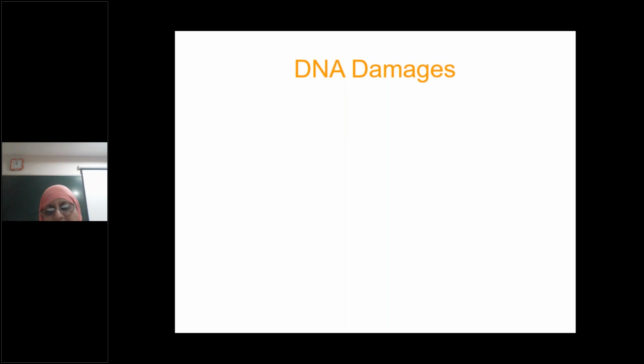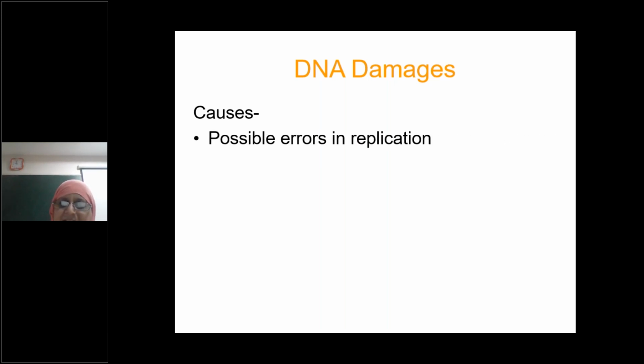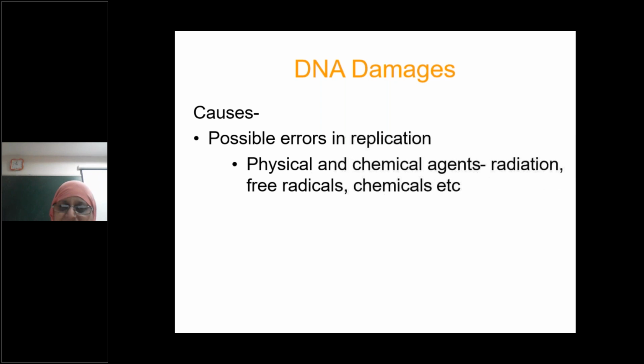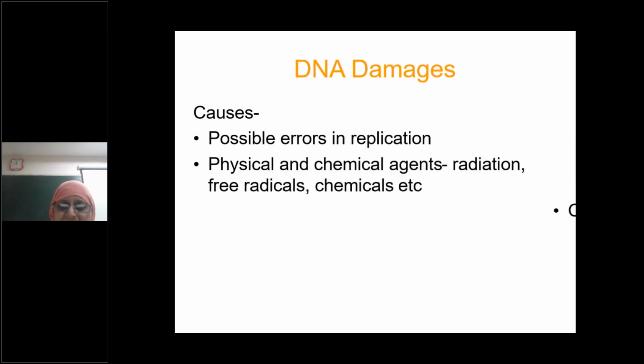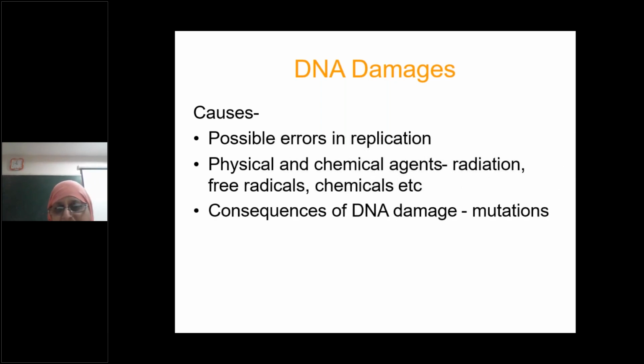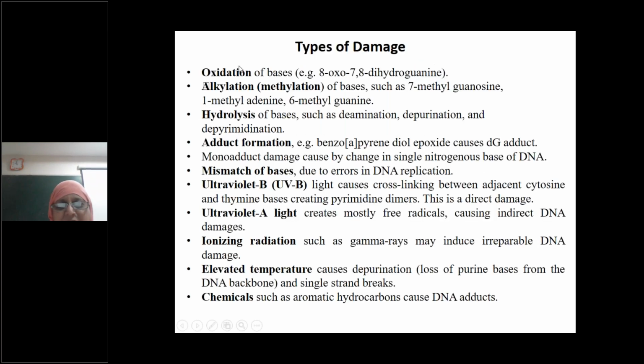Then once replication occurs, DNA is always subjected to several damages. The causes are quite several. The DNA damage may occur as a result of errors during replication, or as a result of physical or chemical agents, or as a result of mutation. So we will just see in a little bit more detail what are the types of damages that can occur to the DNA.